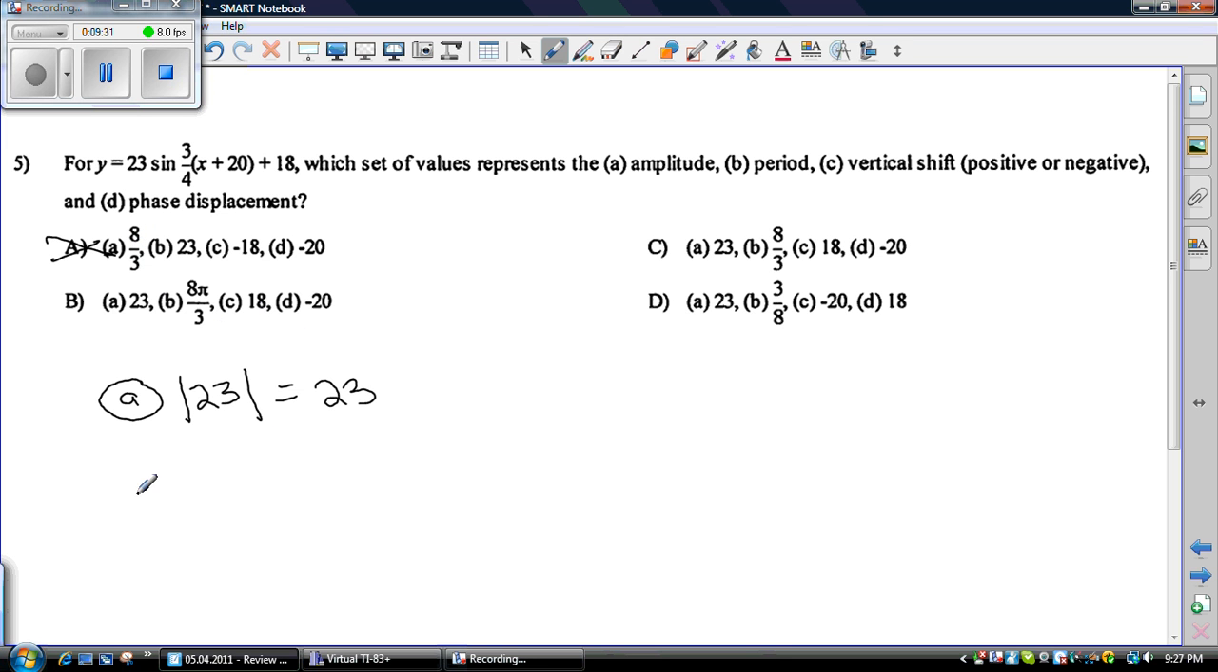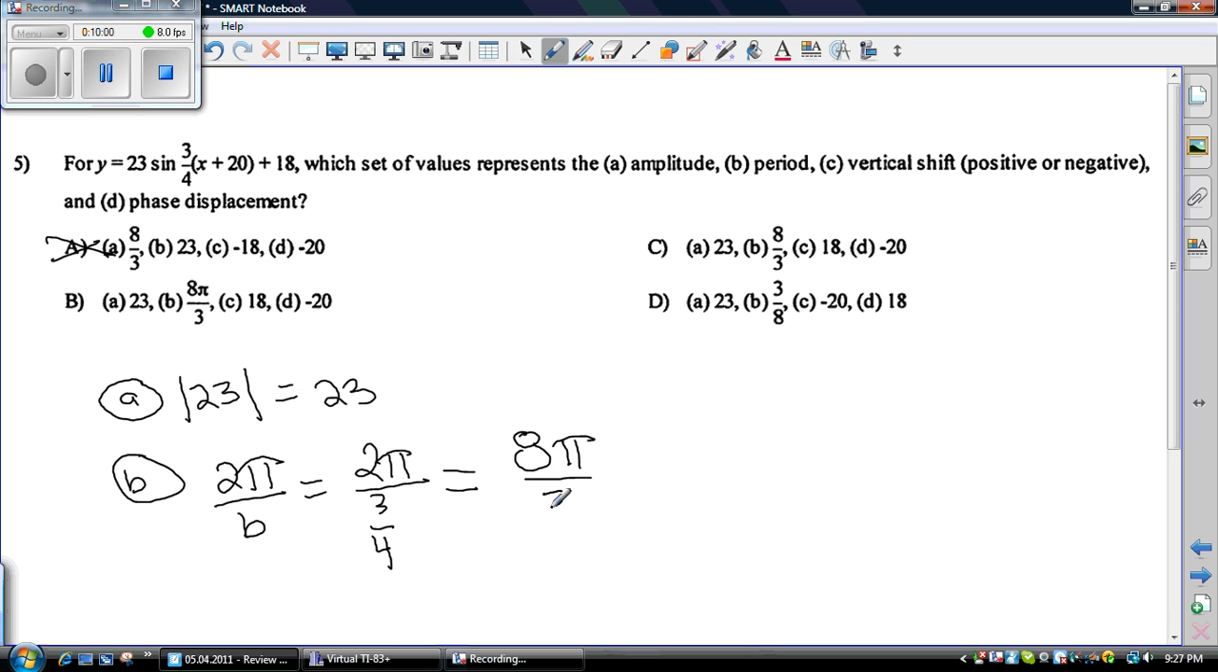Can't be you. Let's find the period. Okay, the formula for period is 2 pi over b. What is b? B in this particular case is 3/4. So that's going to be 2 pi divided by 3/4. Well, just simplify this fraction. It's going to be 8 pi over 3. So you're out, and the answer must be choice B.